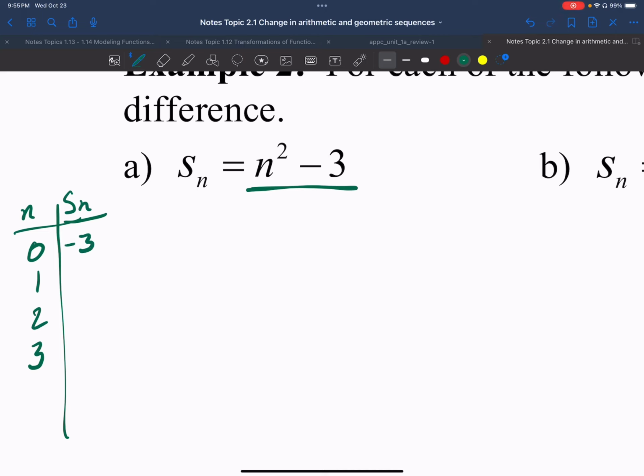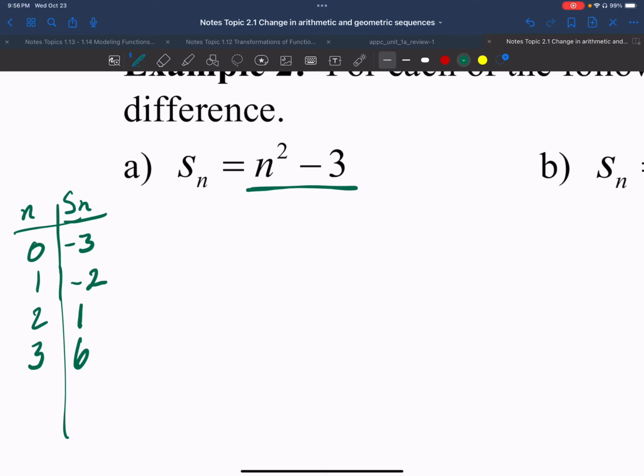For the next one, I'm going to input 1. 1 squared, which is 1. 1 minus 3, which is negative 2. For the next one, I'm going to input 2. 2 squared, which is 4. 4 minus 3, which is 1. And for the last one, I'm going to input 3. 3 squared is 9. 9 minus 3 is 6.